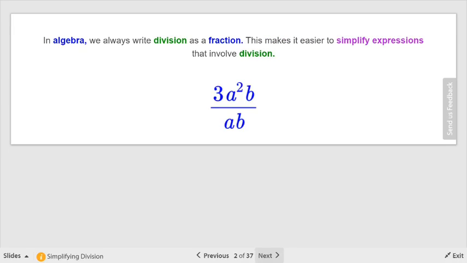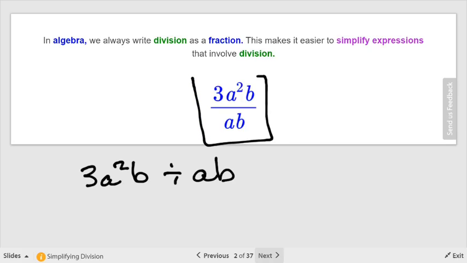In algebra, you always write division as a fraction. Again, we're lazy. Don't want to write that division symbol. It makes it easier to simplify expressions that involve division, because if you had this same problem using a division symbol, which one looks actually easier to work with? The one without all the stuff and the one that's not drawn out sideways across a page. It's easier to work with things when they're right above each other.